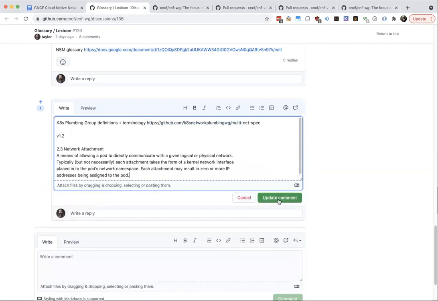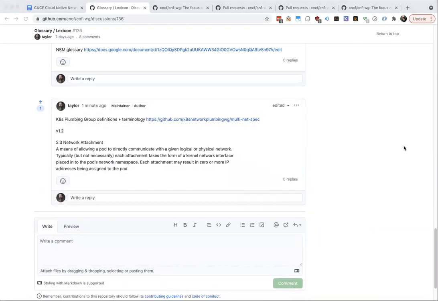So one definition that I didn't find in this list is underlay and network definition. Do you think that is important to include in the list?